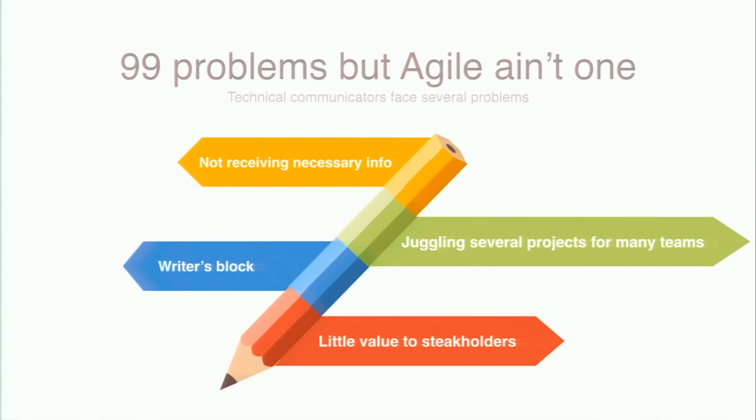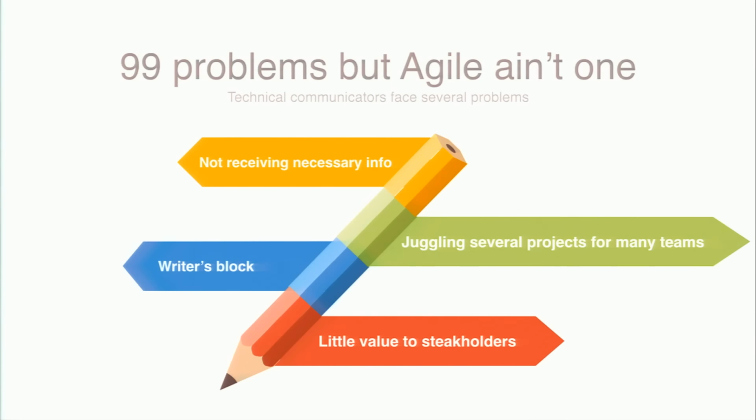And within an Agile team, it's easier to work because you are working towards the same goal. So the project is not finished until everybody reaches the goal. So what are other problems? Juggling several projects for many teams, writer's block.